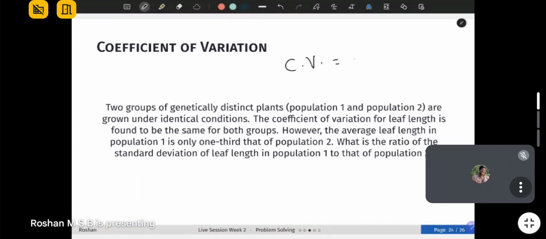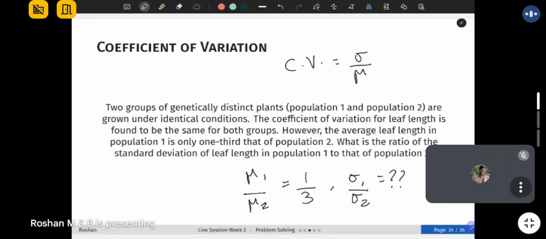So what is the formula for coefficient of variation? Sigma by mu into 100. It's sigma by mu. So if mu1 by mu2 is 1/3, my question is, what will be sigma 1 by sigma 2? What will be this ratio? 1/3. Yeah, since CV1 equals CV2, the ratio is also the same. Any doubts in this?